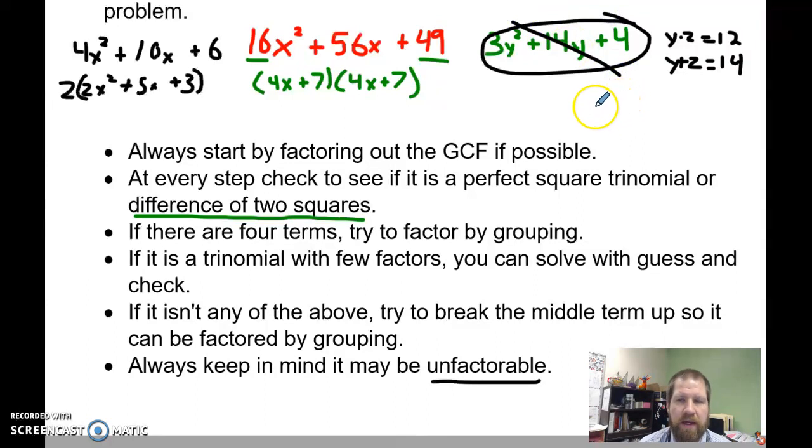Don't keep banging your head against the wall trying to figure out what the factors of a polynomial are when it's unfactorable. Because you can definitely make up polynomials that are unfactorable, that can't be broken down into 2 different binomial factors or even a greatest common factor.